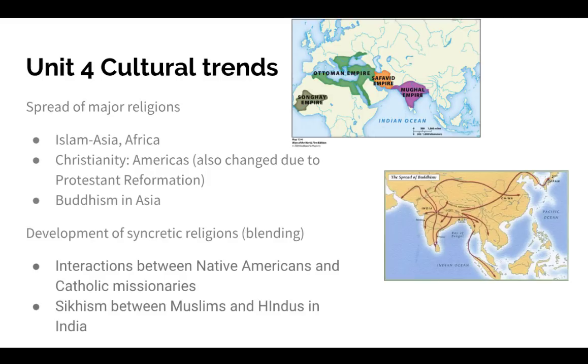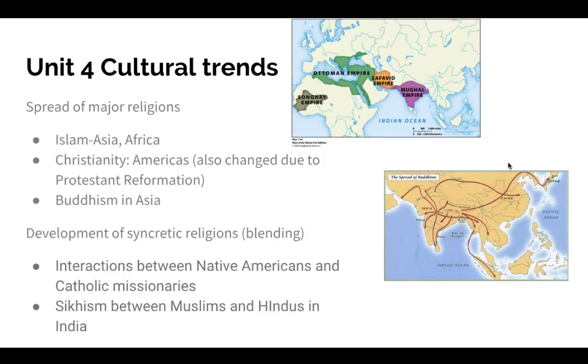During this time period, largely because of those expanding empires, we have the spread of major religions. So Islam is going to spread more deeply through Asia and into Africa, particularly West Africa. Christianity is going to spread to the Americas. And Christianity during this time period back in Europe is also transformed due to the Protestant Reformation and Martin Luther. And then we have the spread of Buddhism in Asia, as shown down here on this map.